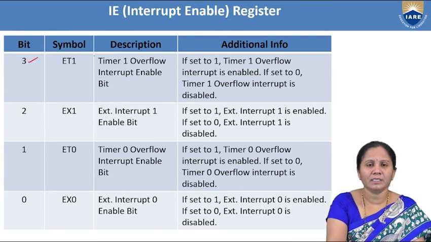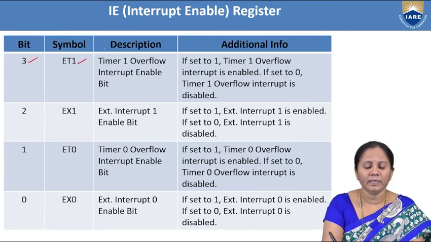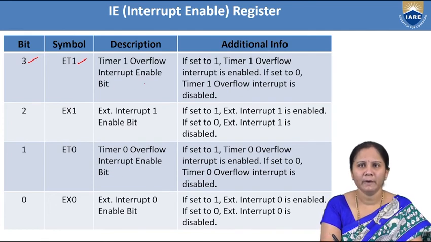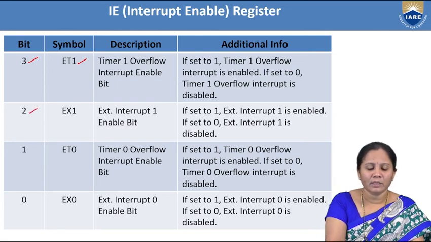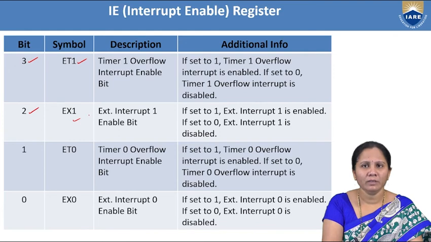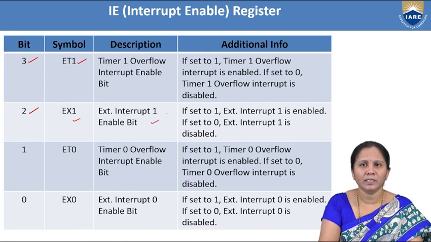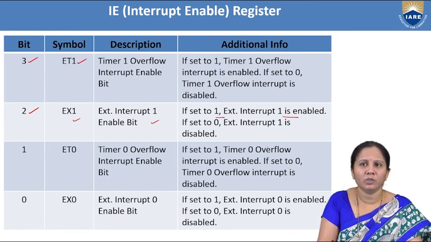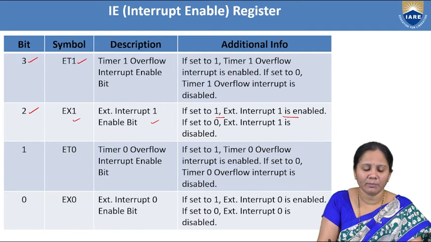And another bit is the 3rd bit, which is called ET1. It represents the timer 1 overflow interrupt enable bit. If it is set, timer 1 overflow interrupt is enabled. And the 2nd bit is EX1, which represents the external interrupt 1 enable bit. If it is set, external interrupt 1 is enabled. If it is 0, external interrupt 1 will be disabled.